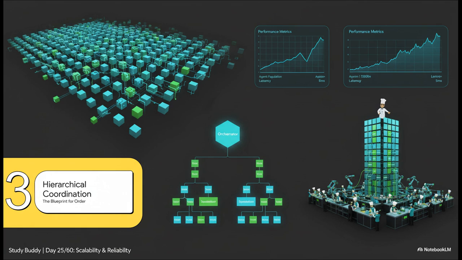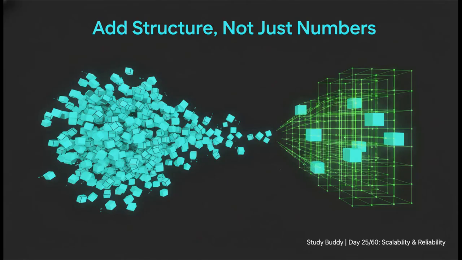Okay, so we have hundreds of these awesome, independent agents. Fantastic. But how do we stop it from becoming total chaos? Well, you need a blueprint for order. And that's exactly where hierarchical coordination comes into play. This right here is the key insight. True scalability isn't about just throwing more agents at a problem. That's a rookie mistake. It's about intelligently organizing them. You've got to add structure, not just more numbers.